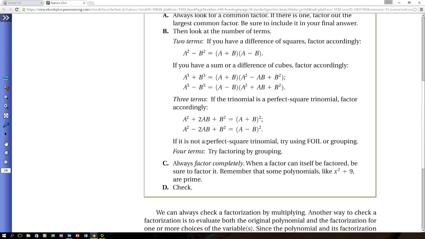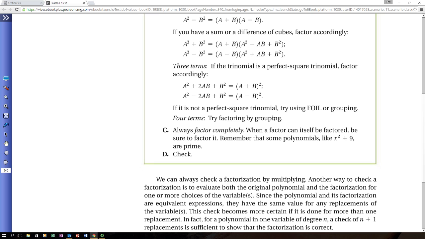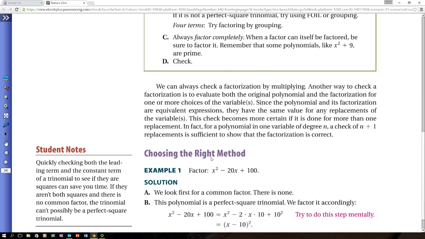And the other thing too, they say it here, with trinomials you can use FOIL or grouping. I would focus on the grouping, even on trinomials. If you get good at that, it's going to save you a lot of time. You're going to have a lot less testing to do to figure out if you have the right terms in your binomials when you factor a trinomial. So there's a lot of advantages to getting good at grouping. And if you're not sure about that, go back and redo some of those or look at that lesson again.